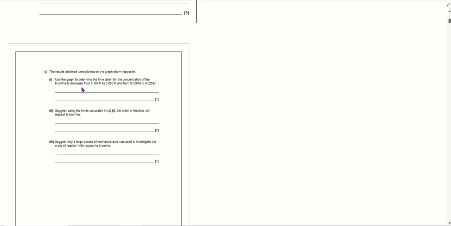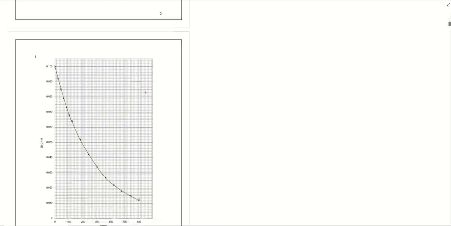If we go down below, it says, use the graph below to determine the time taken for the concentration of bromine to decrease from 0.1 to 0.05. Right, now, if we do that, so we're going from 0.1 to 0.05, that time there is 190 seconds. And then we're going from 0.05 down to half of that, 0.025, okay, and that time there, we'll call that time 2, is also 190 seconds.